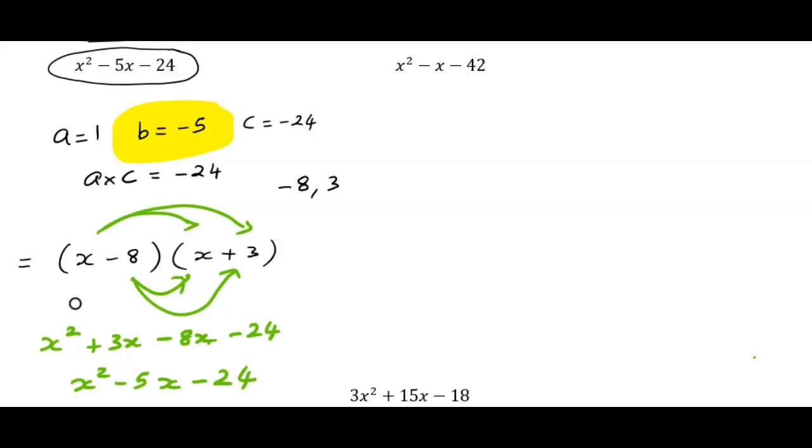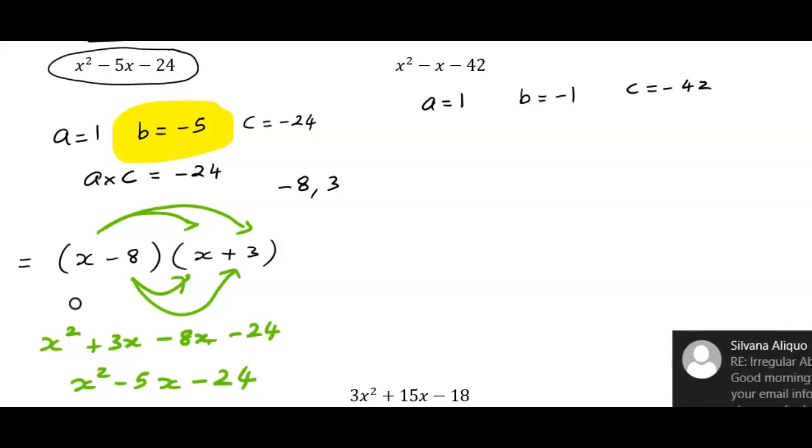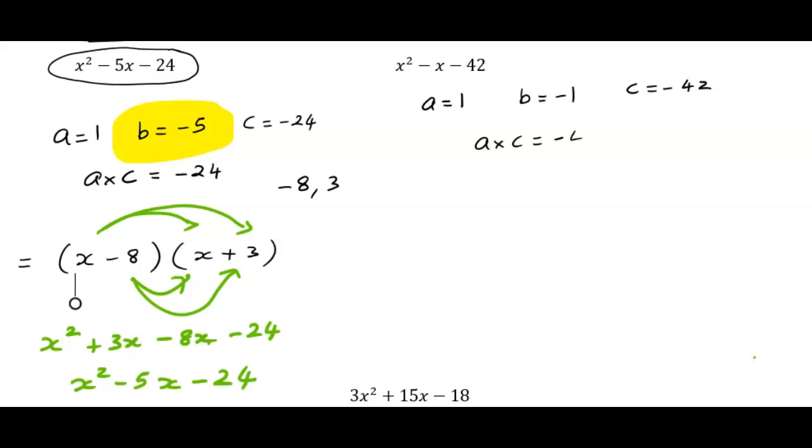Now moving on to the second question, x squared minus x minus 42. Again we start with the values for a, b and c. The value for a equals 1, confirming it's monic. The value for b is minus 1, and the value for c is minus 42. If you multiply the two, a times c gives us minus 42. The two numbers that multiply to give us negative 42, but add to give us minus 1, are minus 7 and a positive 6.